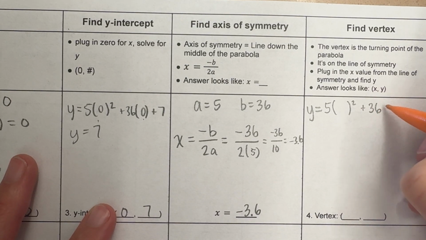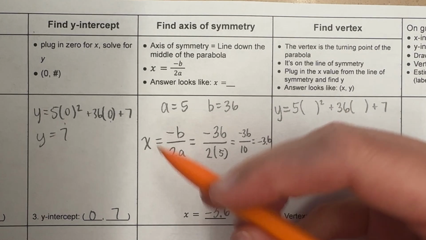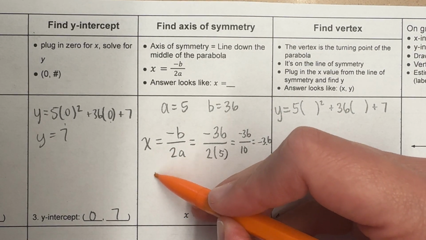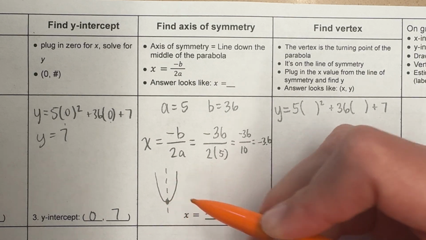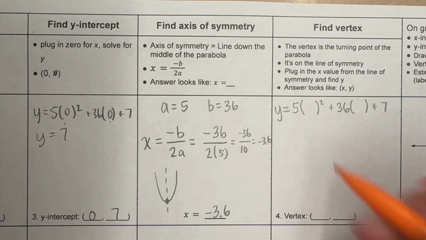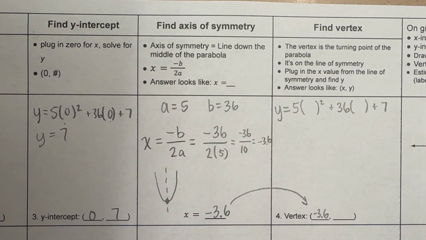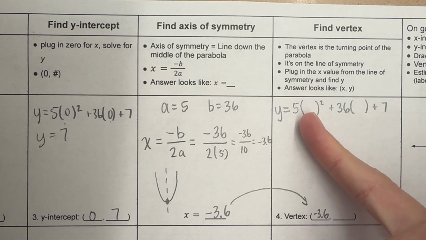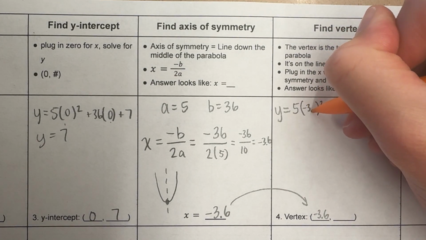plus 36x plus 7. Now remember, what I know is that my parabola's axis of symmetry is down the middle, and my vertex is on the axis of symmetry. So I already know that this x value is going to be negative 3.6. And now all I need to do is plug that x value in and find the y value. Okay, I'm going to tell you right now, it's going to be a decimal.